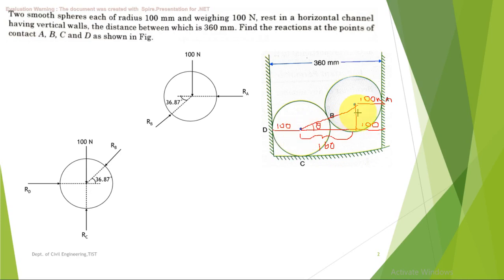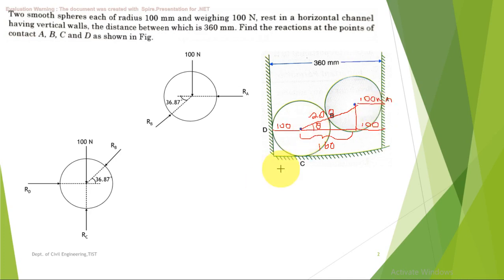Now, what is the length of the hypotenuse? We got the hypotenuse by joining the centers. So that means it is radius plus radius. So it is 100 plus 100, 200. So in this triangle, the hypotenuse is 200 and the base is 160.